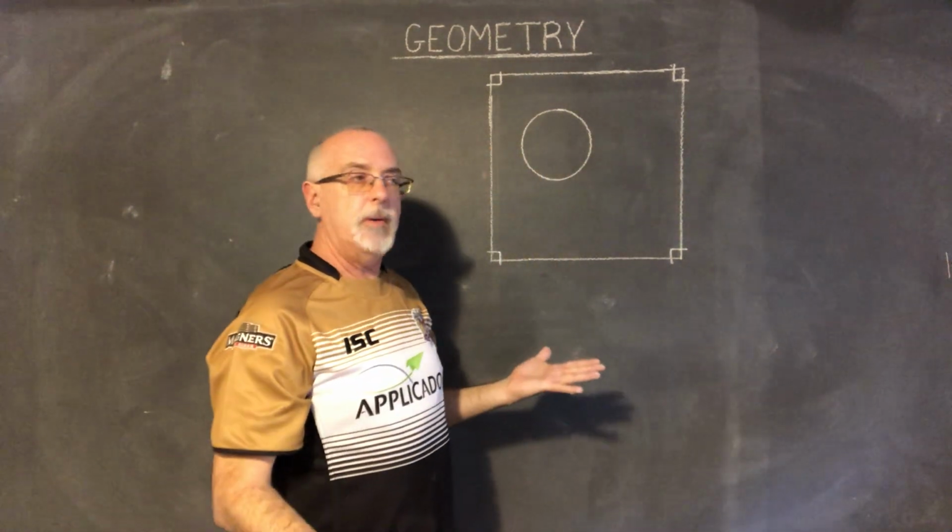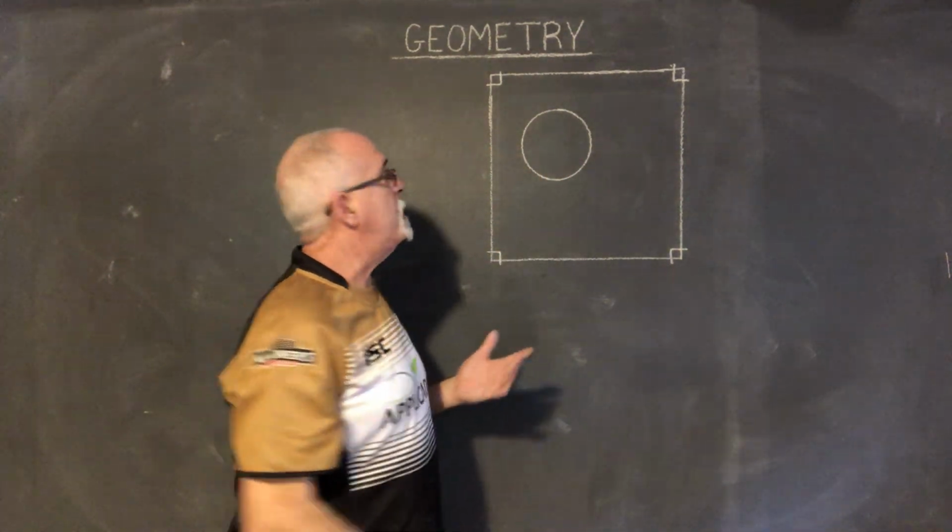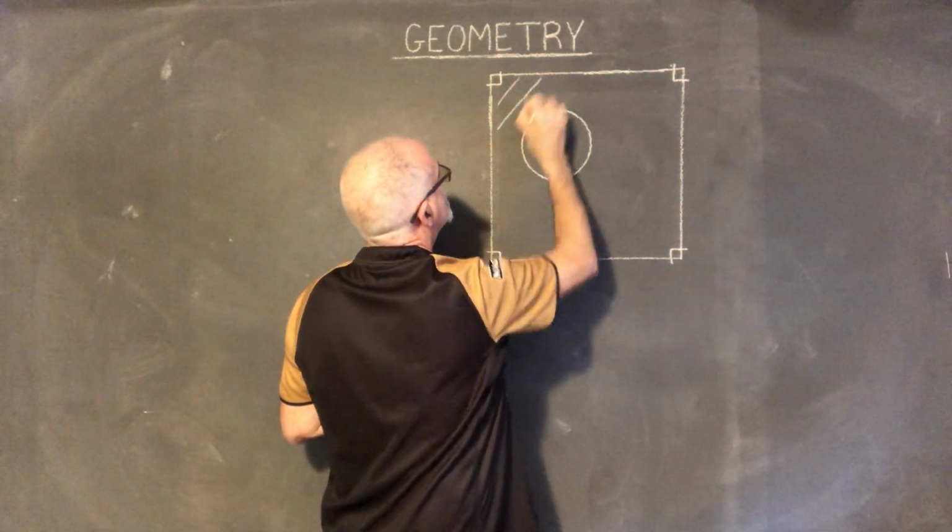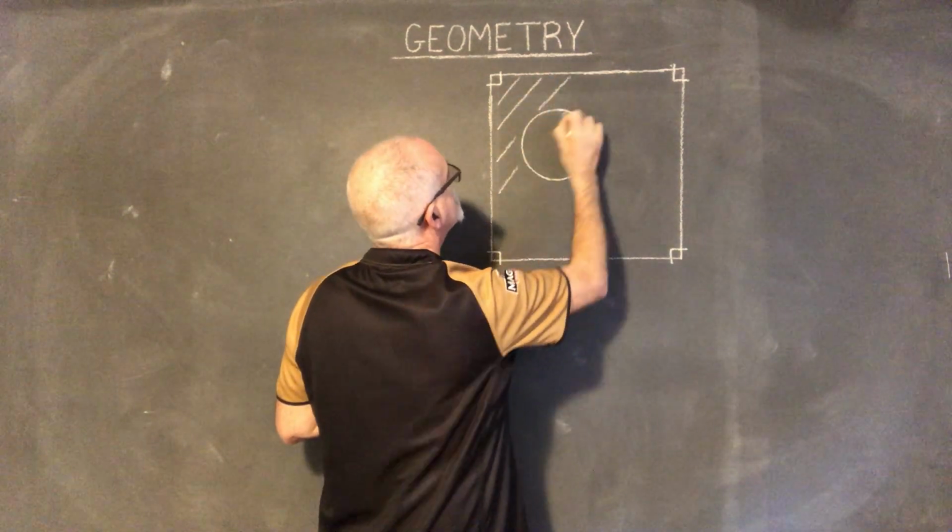Now the composite shape is the shaded area I have to shade. So I'm going to shade so we can see the shaded area that I am talking about.